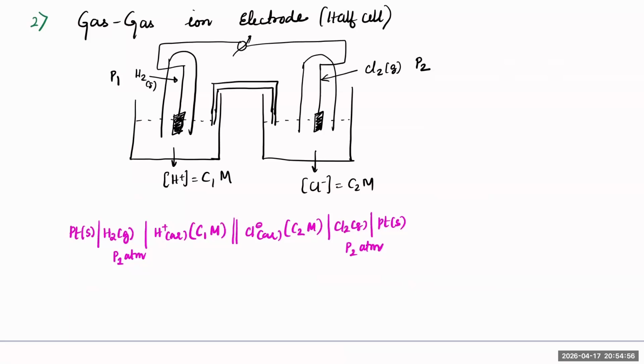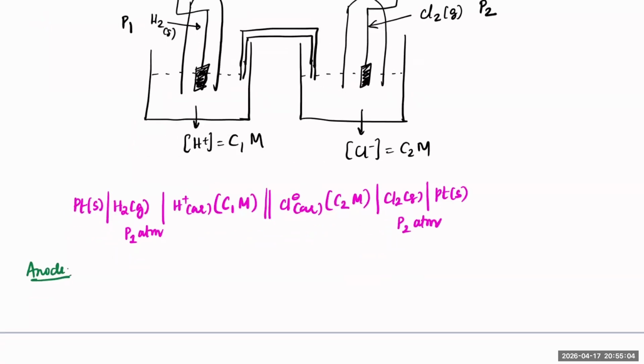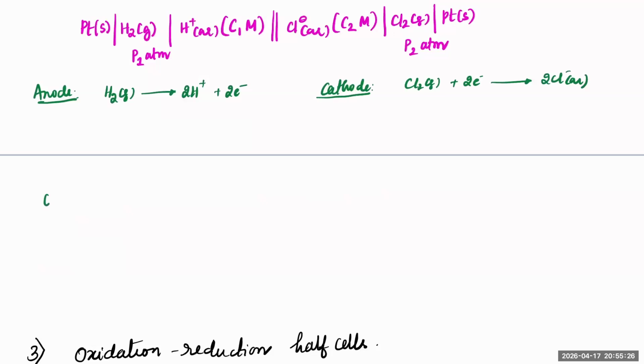Now this is the cell notation of a gas and gas ion electrode. If you have to write the overall reaction of the same, let me tell you how the anode and cathode reactions look like. Anode reaction is simple. H2 gas is converting into two H plus ions plus two electrons. While cathode, if you compare, Cl2 gas is consuming two electrons and converting into two Cl minus aqueous. So this is the cathode.